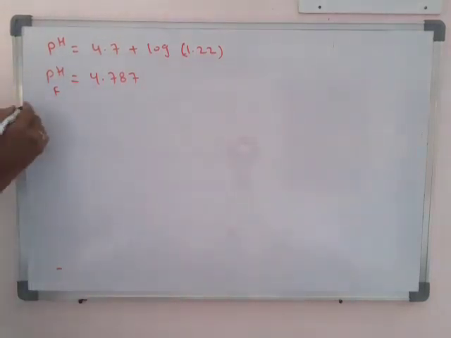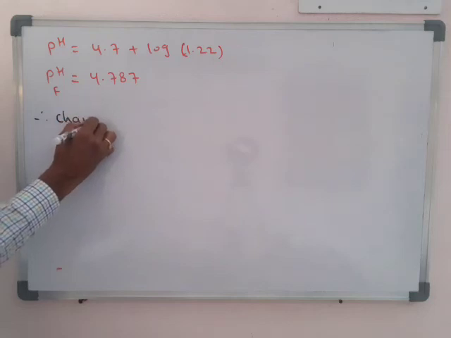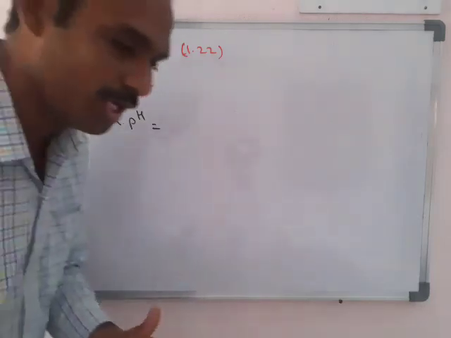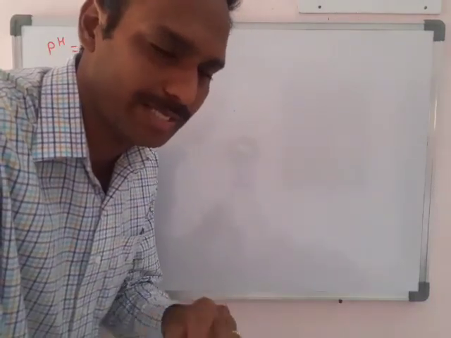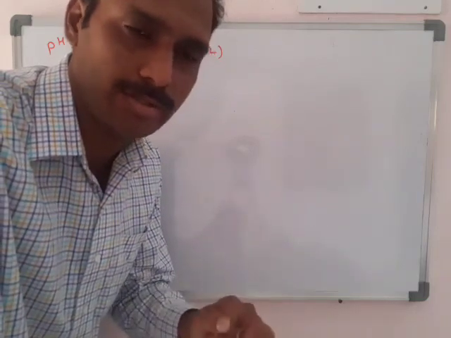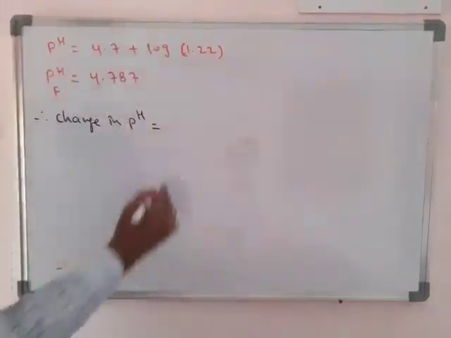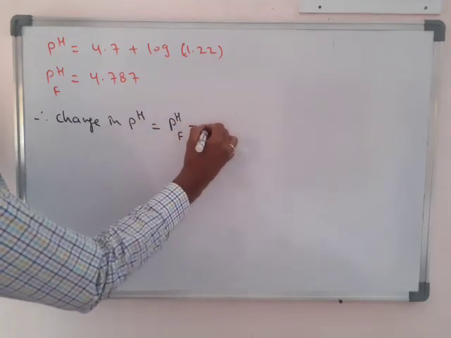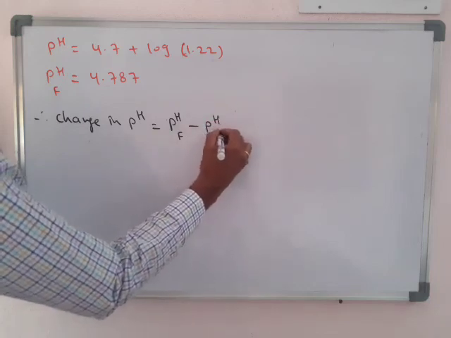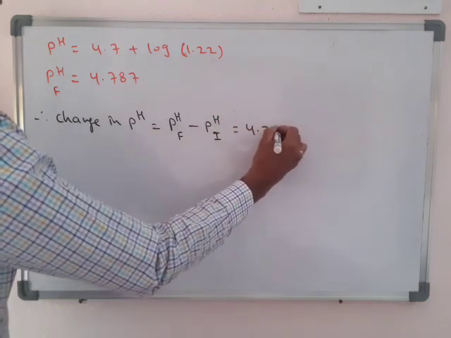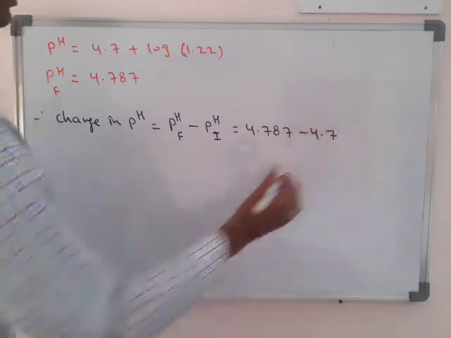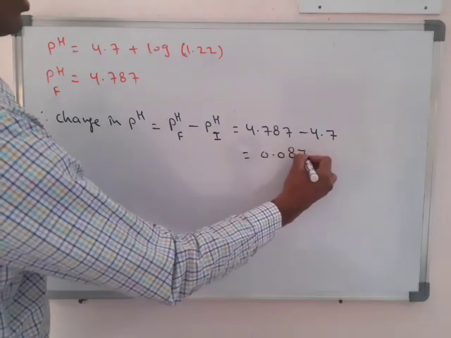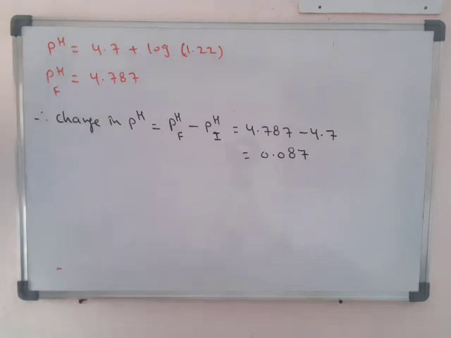So the change in pH. Already we know the acidic strength decreases. If a base is added, automatically the acid strength decreases and then the pH value increases. So how much increase? Here we can say final pH minus initial pH. 4.787 minus 4.7. So finally we get 0.087. Means the change in the pH is 0.087.